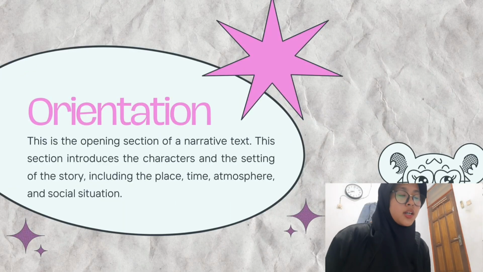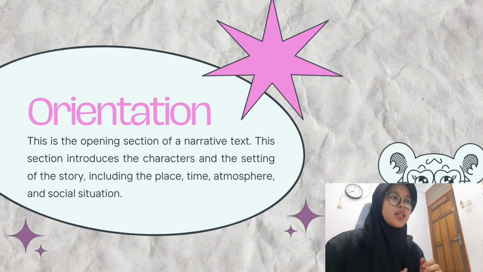Okay, the first structure of the narrative text is the orientation. The orientation is located in the first paragraph of a text, and it is the opening section of a narrative text. This section introduces the characters and setting of the story, including the place, time, atmosphere, and social situation. And it often begins with a time signal, like once upon a time, or long ago. That is the beginning of the story, and it's called an orientation.